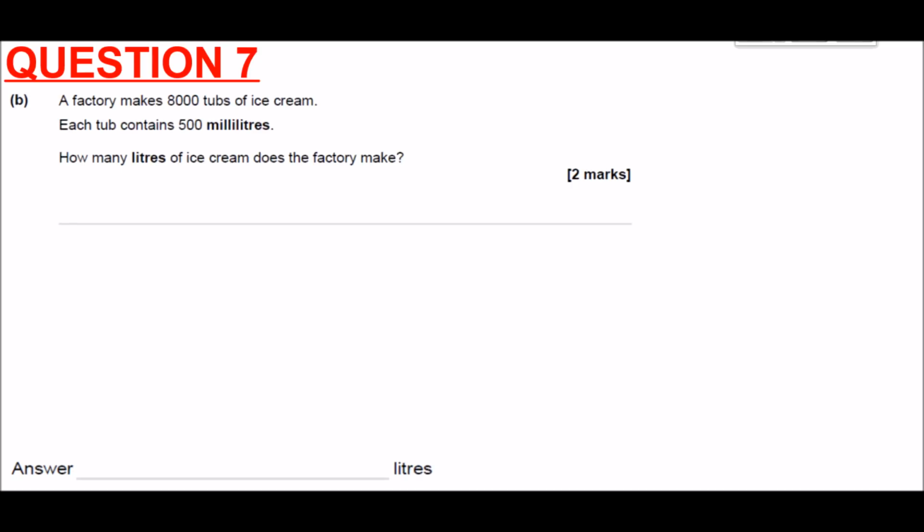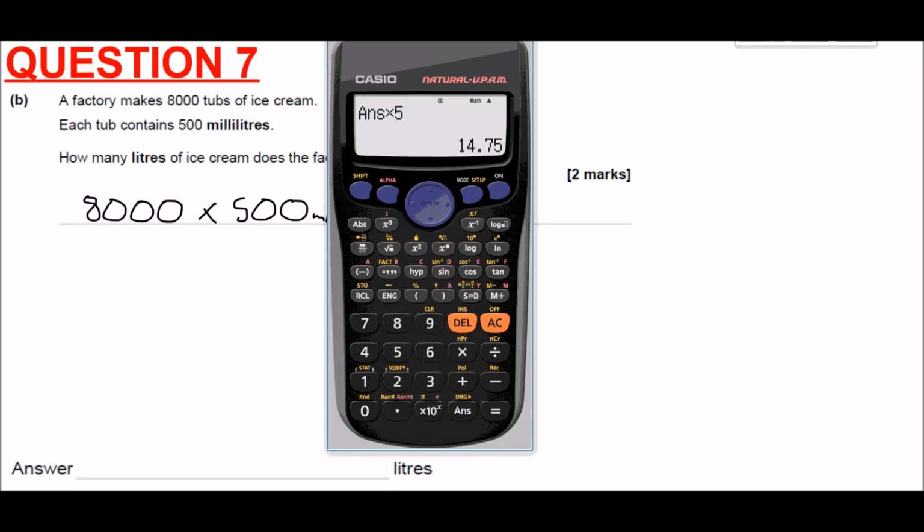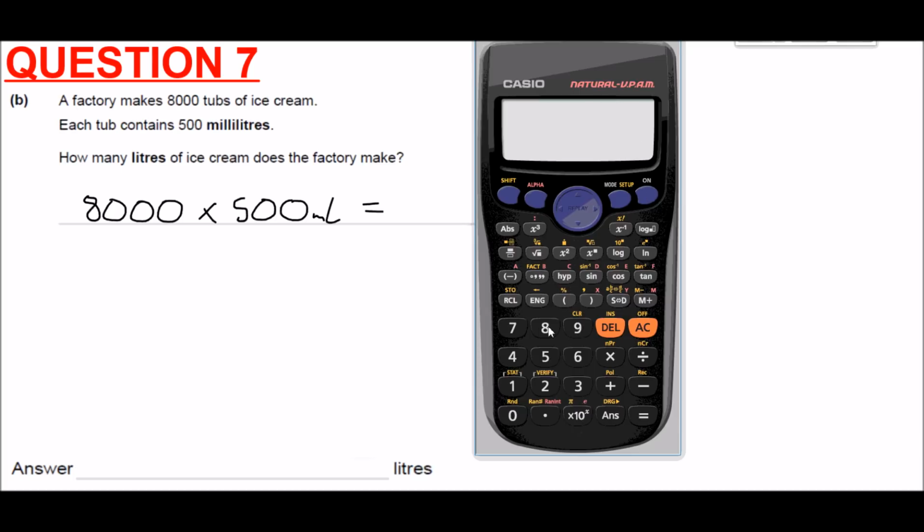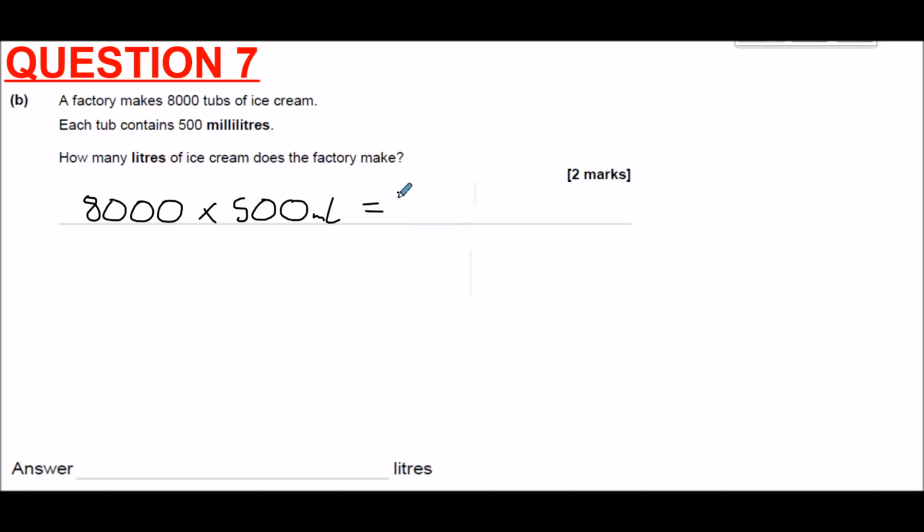Part B, we've got a factory that makes 8,000 tubs of ice cream. Each tub contains 500 millilitres. And so if we've got 8,000 tubs being made, and each one has 500 mils inside it, that's a total of 8,000 multiplied by 500 millilitres. That's a lot of millilitres. Let's work out just how many. So 8,000 multiplied by 500 comes to 4,000,000. That's 4 million millilitres.